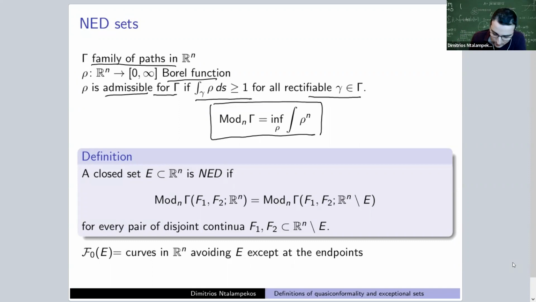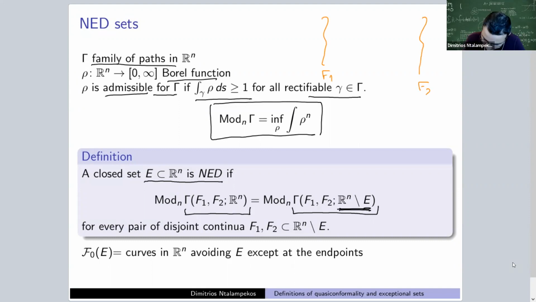So now let's give the definition of NED sets. A closed set E is NED if the modulus of the family of curves that joins two continua is the same as the modulus of the family of curves joining the two continua but avoiding the set E. So let me draw a picture to explain this. Suppose that we have two continua and we have a set E in between them.